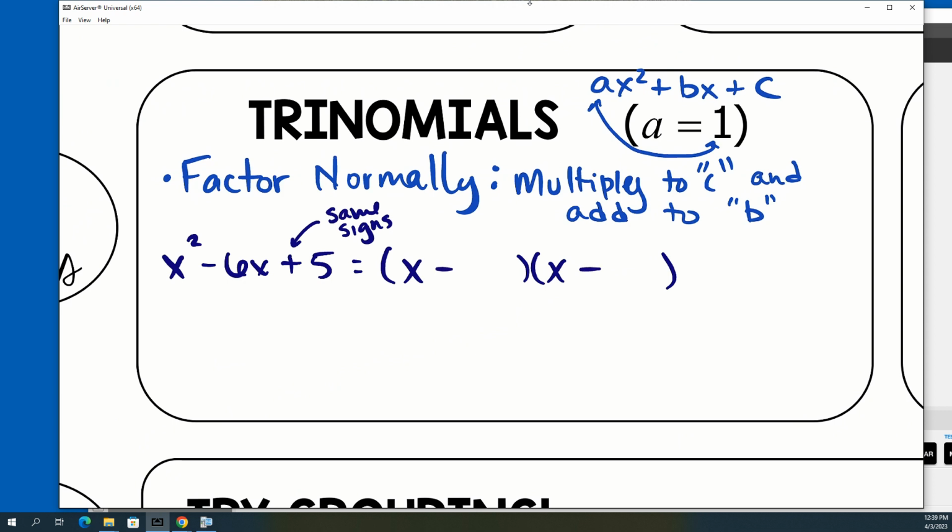Okay. So what numbers multiply to get 5 and add to get 6? Three and two don't multiply to get 5. You got it backwards. So multiply to get 5 and add to get 6. It has to be 1 and 5. Those are the only numbers that multiply to get 5. And they do also add to get 6. So that's it.